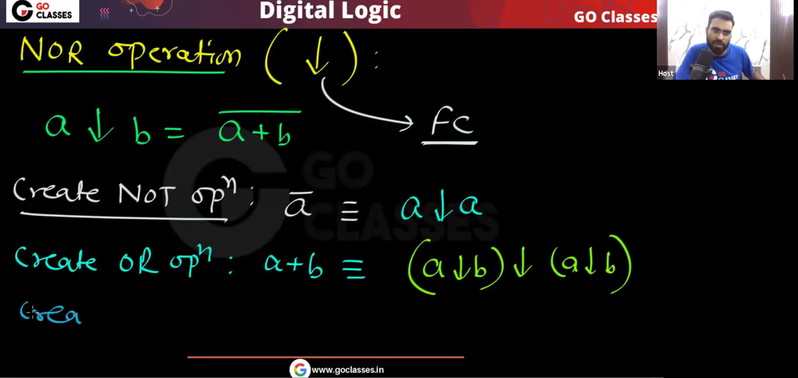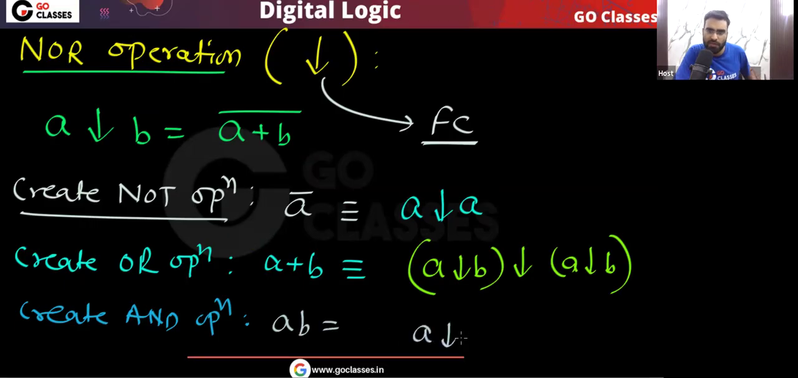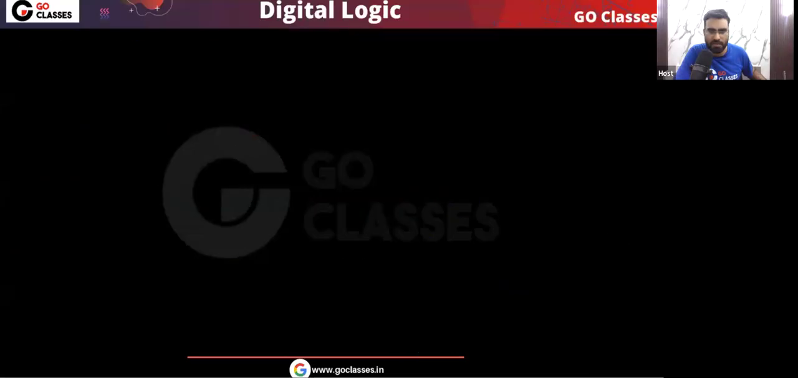Can you create AND operation? Yes, of course, that also I can create. If I want to create AND operation, very simple. First, I will create A bar. This is like A bar nor B bar. Okay, A bar nor B bar. This will give me AND. Okay, see what I'm saying?